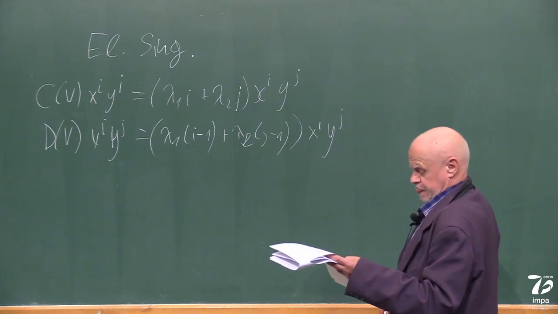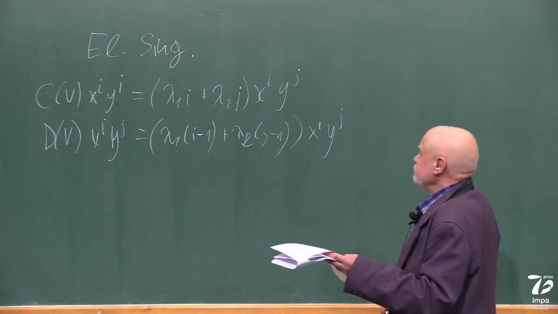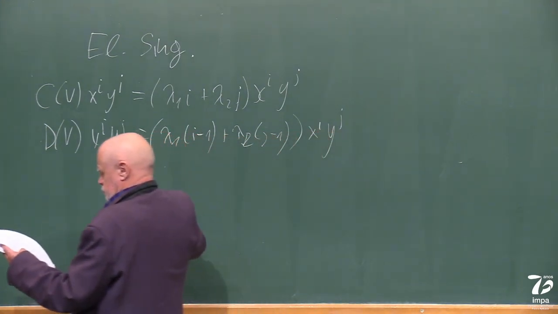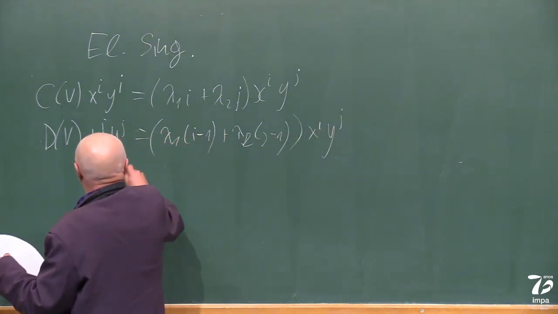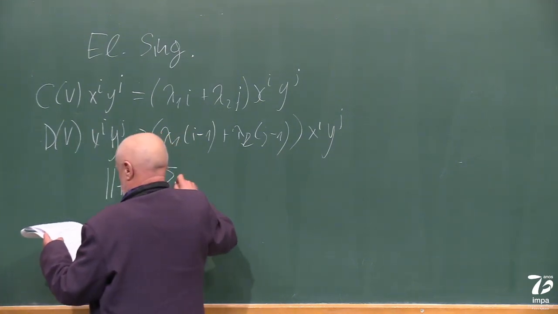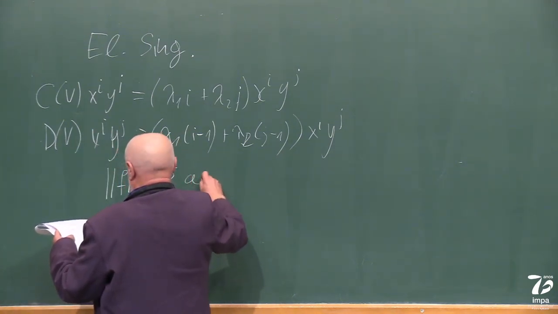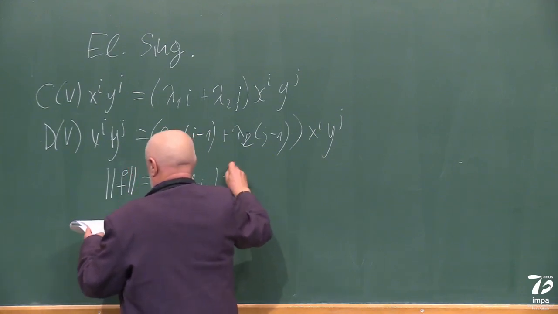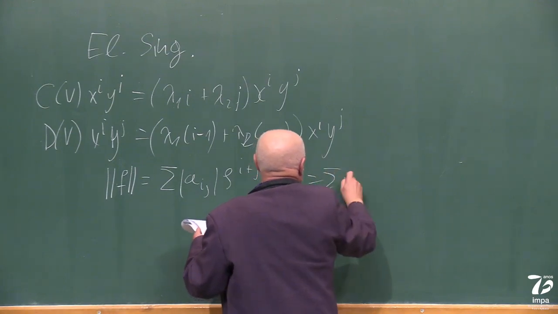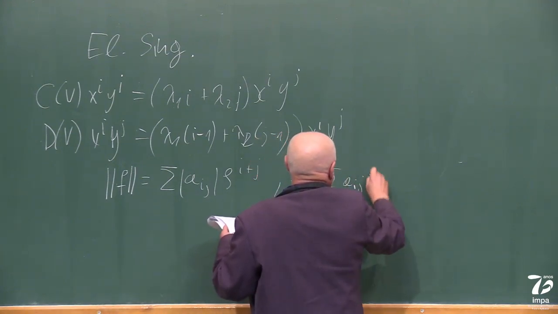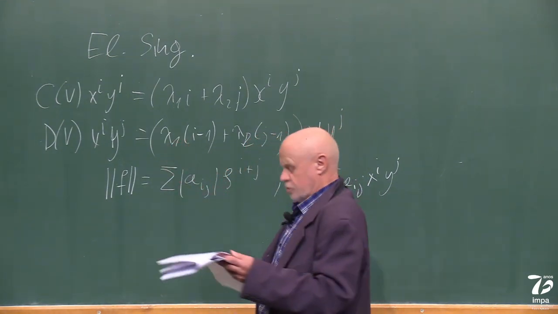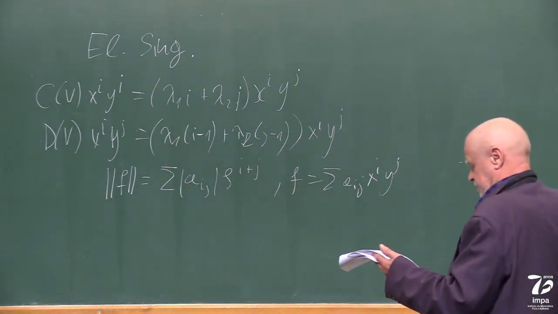Okay. We use a norm of a series F, which will be the sum of the absolute values of a_ij times rho^(i+j), where F is the sum of a_ij x^i y^j, where rho is the radius of convergence.